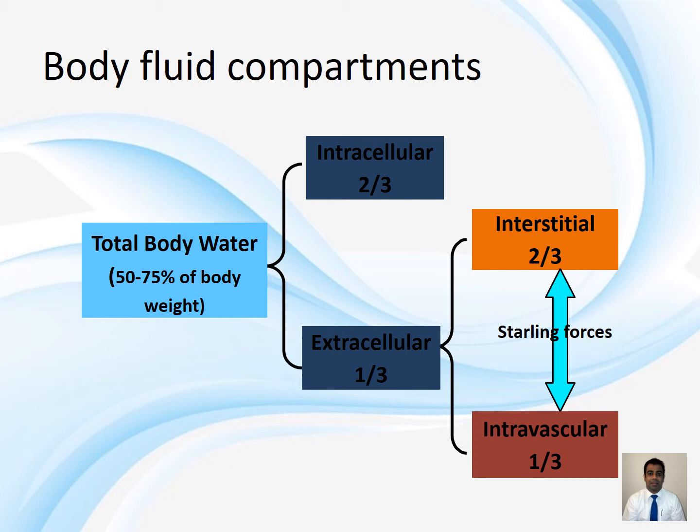And the extracellular compartment, that's the water that lies outside the cells, is divided into two components again. One is the intravascular compartment, or the fluid that lies within the blood vessels. This accounts for 1/3 of the extracellular volume, and the interstitium, which is the rest of the extracellular compartment, constitutes about 2/3 of it.